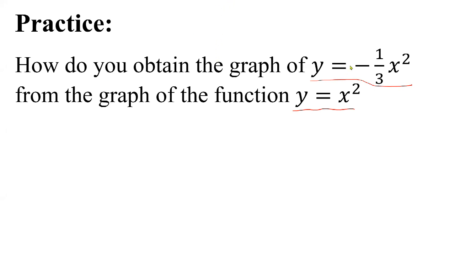So how do you obtain the graph of y equals -1/3 of x squared from the graph of the function y equals x squared? Note that the new function is the original function times a factor of -1/3, right? This factor corresponds to a compression or a stretch. Because the absolute value is less than 1, it should be a compression. And note that there is a minus sign. That means after the compression, we need to reflect the graph in the x-axis, right?